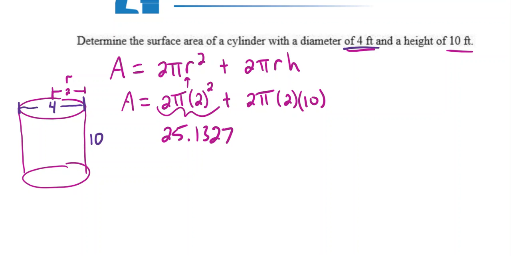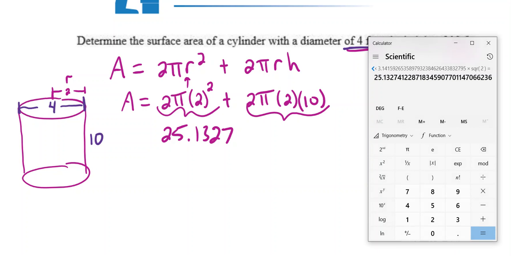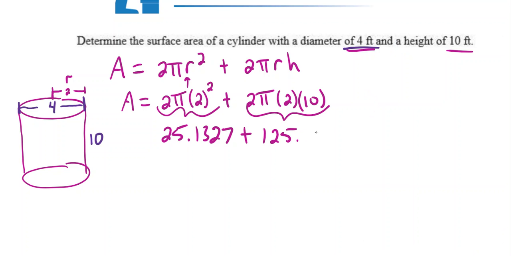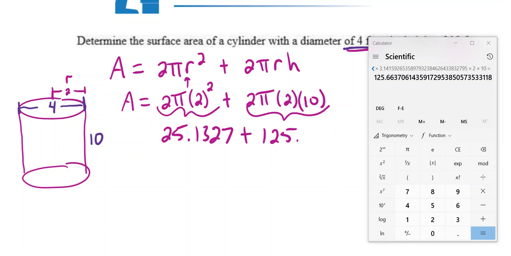Okay, and then I'm gonna do this part. So we'll just multiply all that together, and then we're gonna add. Do you guys remember in BEDMAS, like order of operations, you just add or subtract last? So just remember that we do all the multiplying, dividing first, and then we add those together when we're done. So now we'll do the second part. So that one's gonna be 2 times pi times 2 times 10. And then don't forget to push equals. So 125.6637.